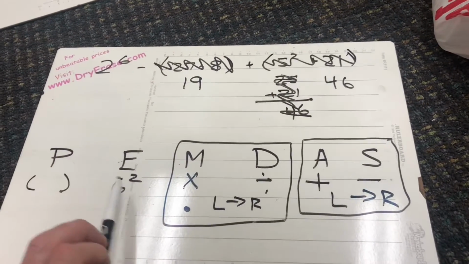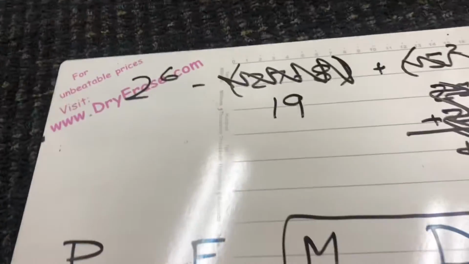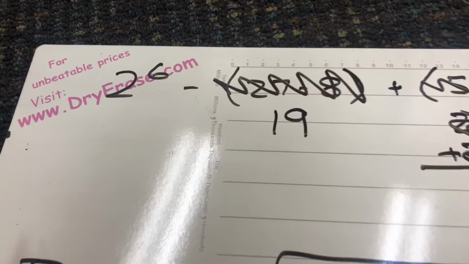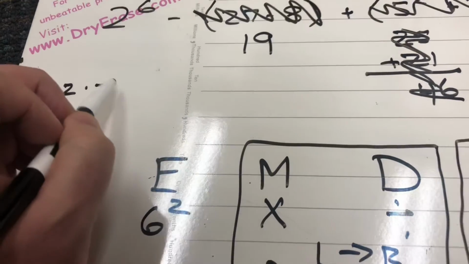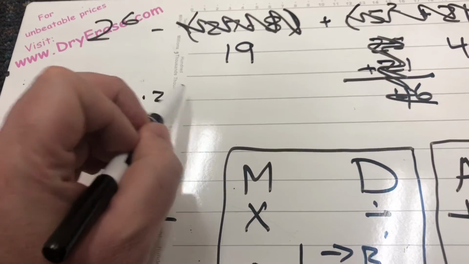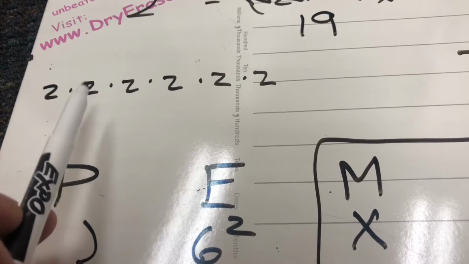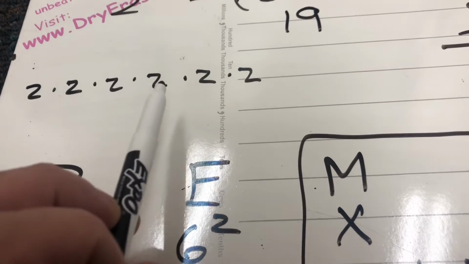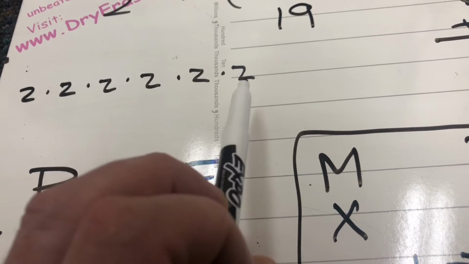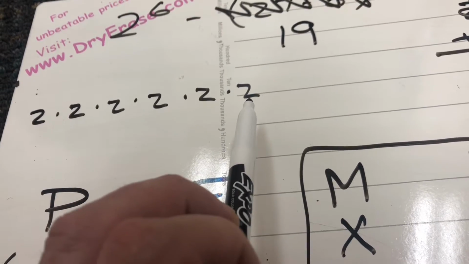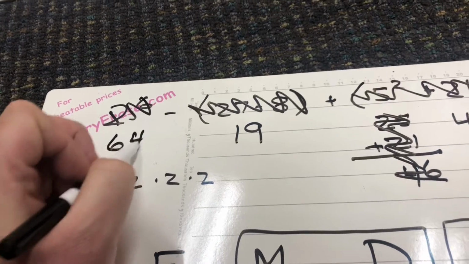So after parentheses, I clear exponents. That's exponents right here. Now this is 2 to the power of 6, or 2 multiplied out 6 times. Essentially, this is 2 times 2 times 2 times 2 times 2 times 2. And so I figure that out. Well, 2 times 2 is 4, times 2 is 8, times 2 is 16, times 2 is 32, times 2 is 64. So 2 to the power of 6 is 64.